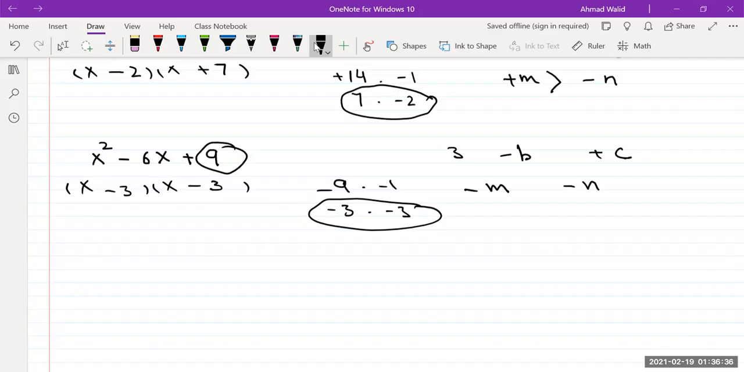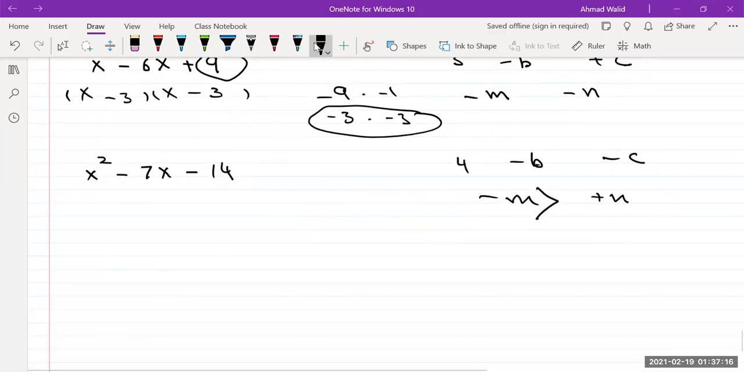Case 4. Which one is case 4? X squared minus 7x minus 14. And case 4, B is negative, C is negative. Choose two numbers again, M and N. One of them negative, one of them positive. But this time your negative number should be bigger. How to find those numbers?